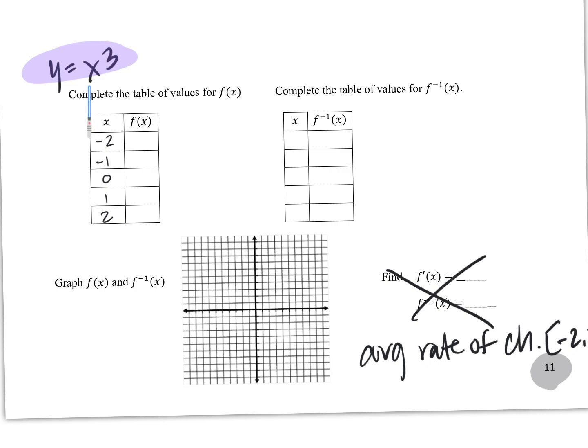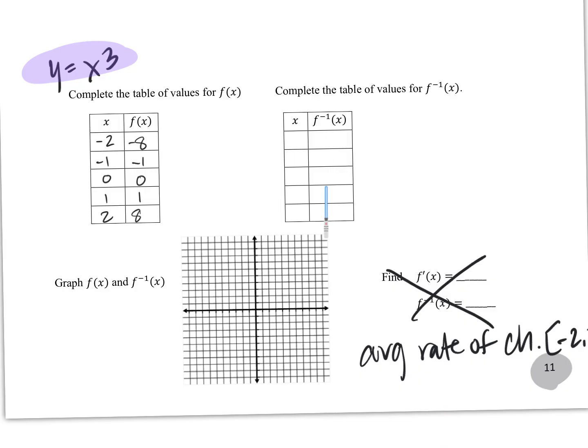If my function is x cubed, what's -2 cubed? -8. -1 times -1 times -1. 0 times 0 times 0. 1 times 1 times 1. 2 times 2 times 2. Beautiful.